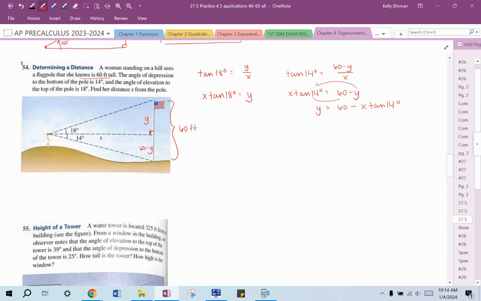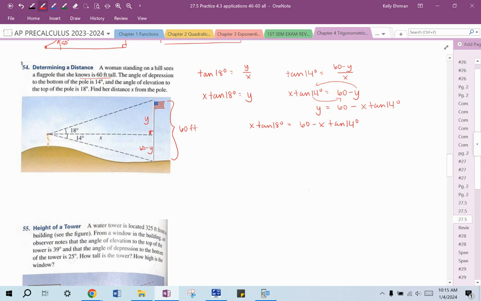This goes here, this goes here. And if both of these equations are equal to y, then I can set the equations equal to each other. So it has to be true that x tangent of 18 degrees is equal to 60 minus x times tangent of 14 degrees. All right, and we've had problems like this before when we were in our logarithms unit.